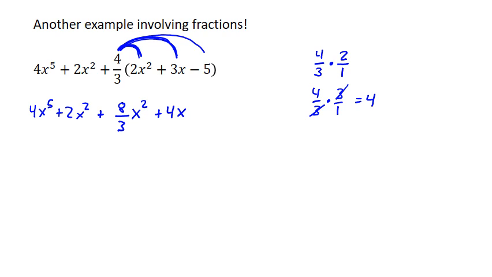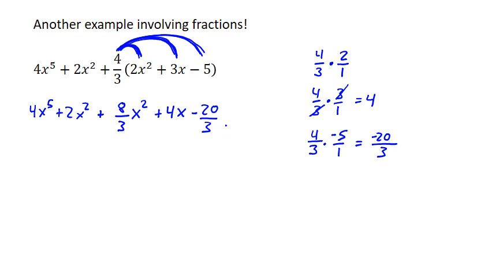Lastly, I've got this 4/3 times -5. So 4/3 times -5, I'm going to do it as -5 over 1, is equal to, see, 4 times -5 is -20 all over 3 times 1 is 3. Now, -20 over 3, I don't think I can reduce that, so it's just going to stay as -20 all over 3. Great, so we did the distribution. That factor has been multiplied into each term.